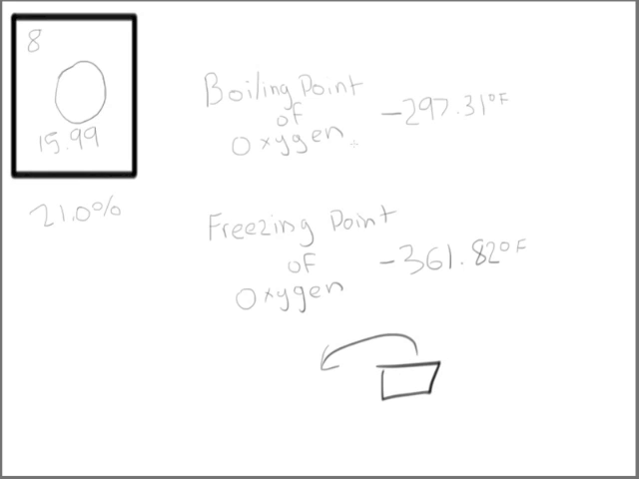So at this point, enough energy has been put in that the oxygen lifts off just like water in a boiling pan. And at this point, negative 361, enough energy has been taken out in order to make oxygen that exists in the air around us into a solid block like ice.